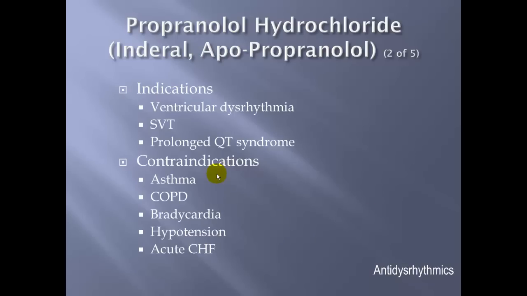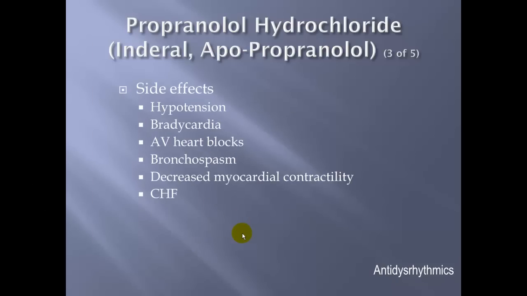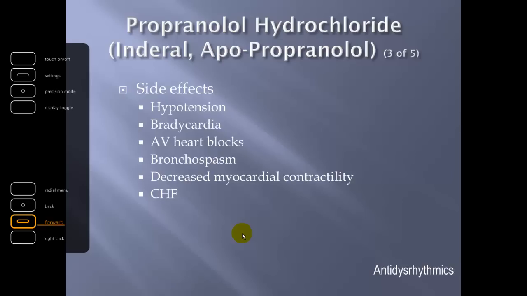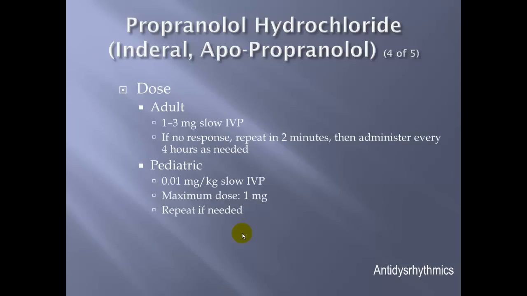Contraindications: because it blocks the beta 2 receptor, asthma or any kind of COPD is going to be a contraindication. Obviously, if they have bradycardia, we aren't going to want to slow it down even more. Hypotension or acute congestive heart failure. Side effects: hypotension, bradycardia, AV heart blocks, bronchospasm, decreased myocardial contractility, and congestive heart failure. The adult dose of Inderal is going to be 1 to 3 milligrams slow IV push.